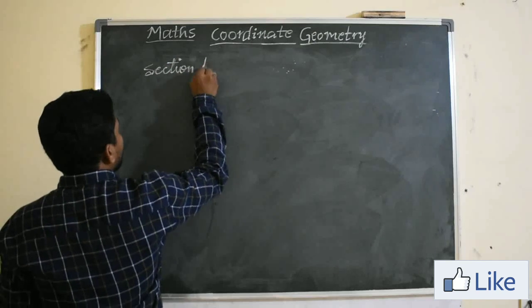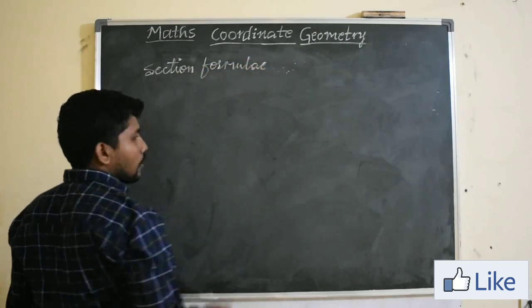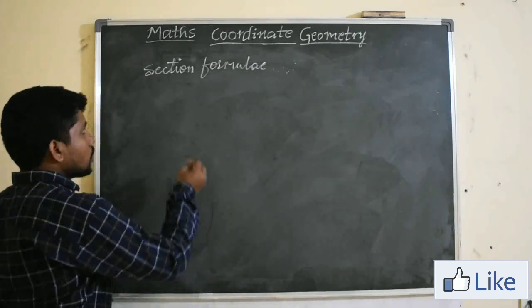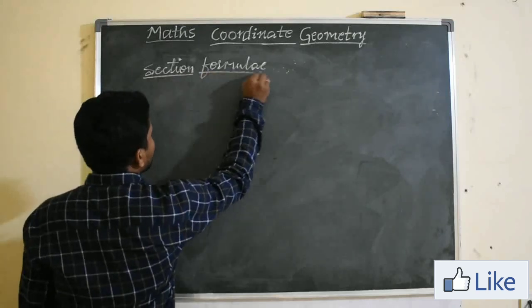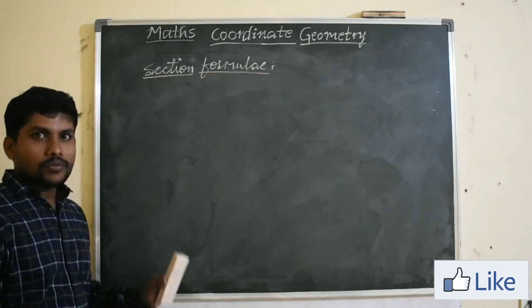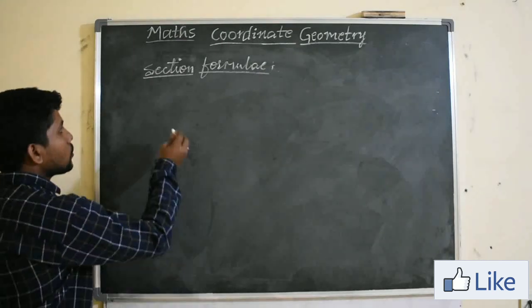Now in this part 2 session, we are going to discuss the section formula, which means a point which is dividing a line segment in the ratio m is to n. So we will derive the formula to find the coordinates of a point which is dividing a line segment in the ratio m is to n.